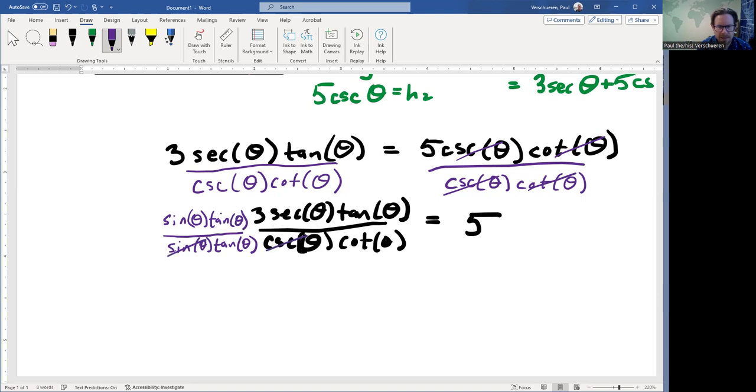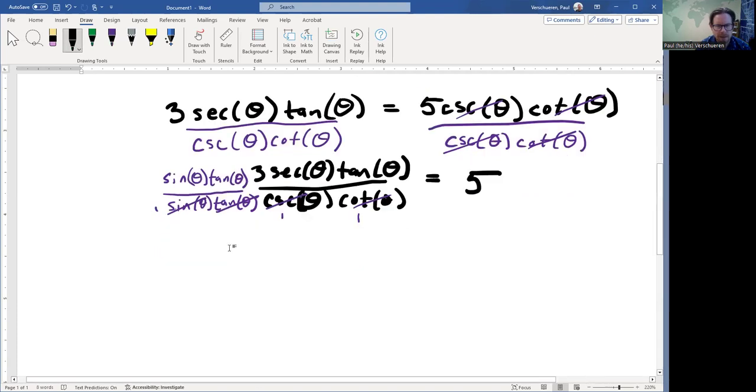Eliminates the cosecant, or turns these both into 1. And eliminates the cotangent, turns both of these into 1. And so now we have this long line of things, but when I rewrite this, I'm going to do three things. I'm going to put the 3 out in the front.